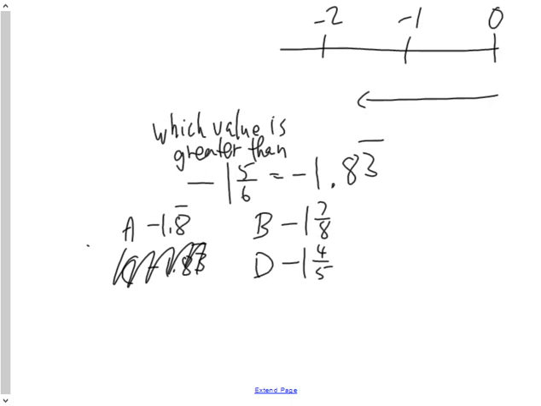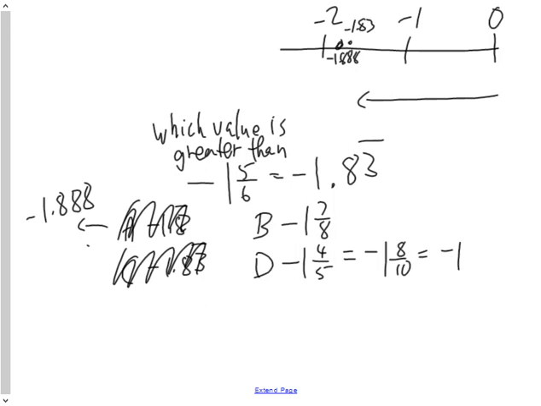So negative 1 decimal 8 repeating is actually negative 1 decimal 888, which is farther than negative 1 decimal 83. So it's actually smaller, because the farther away it is, the smaller it is. So we know that A is not the answer, so it's either B or D. Now I know that negative 1 and 4/5 is the same thing as negative 1 and 8/10, which is the same thing as negative 1 decimal 8, which of course would be slightly closer to 0, and therefore is greater, because as a negative number, the closer something is to 0, the greater it is.